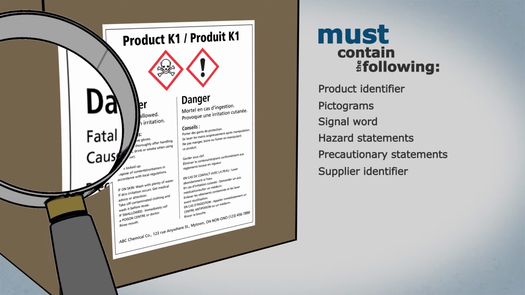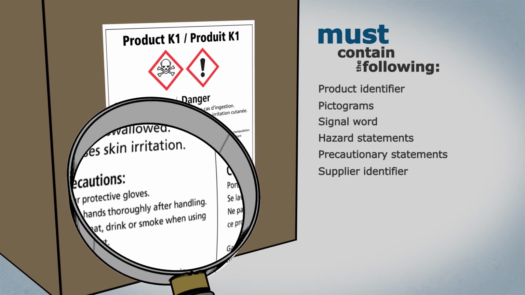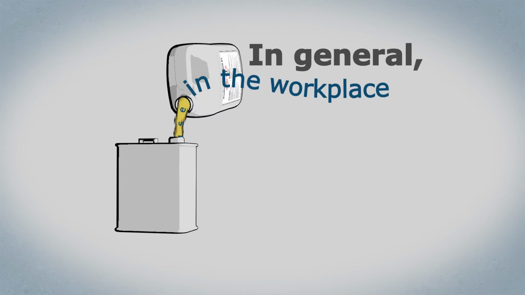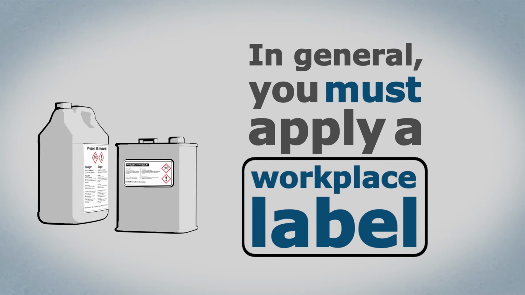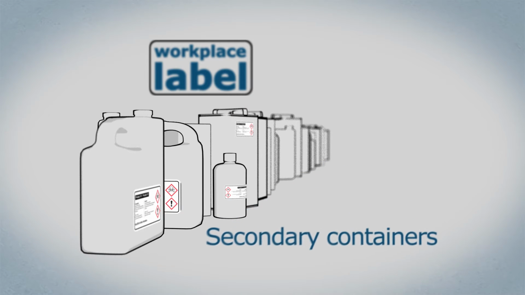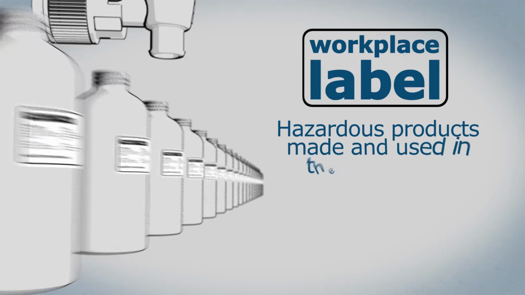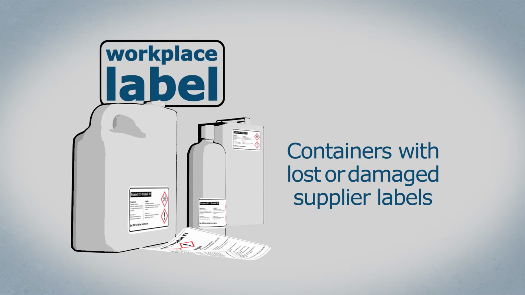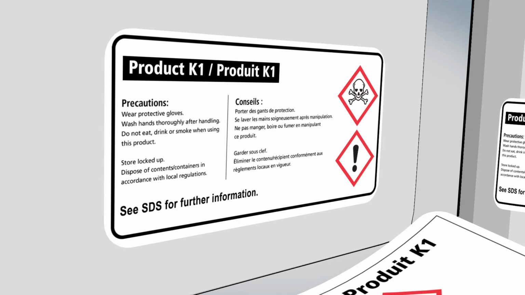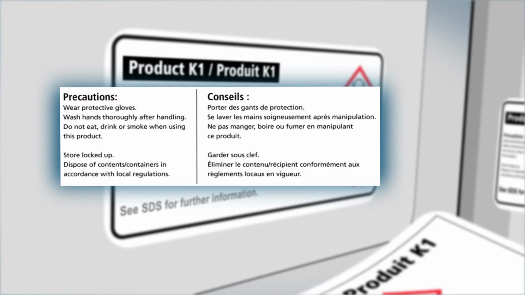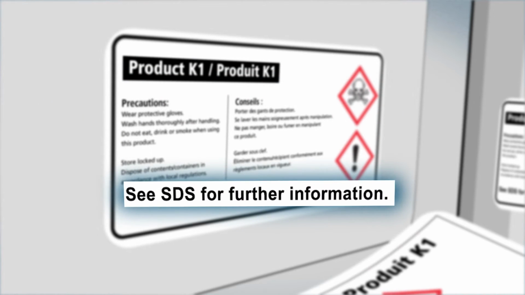Supplier labels need to be easy to read, durable, and available in English and French. In general, if a hazardous product is transferred to another container for use in the workplace, you must apply a workplace label. Workplace labels must be applied to secondary containers, hazardous products made and used in a workplace, and containers with lost or damaged supplier labels. Workplace labels must contain the following: product identifier or name, safe handling information, and reference to the safety data sheet.